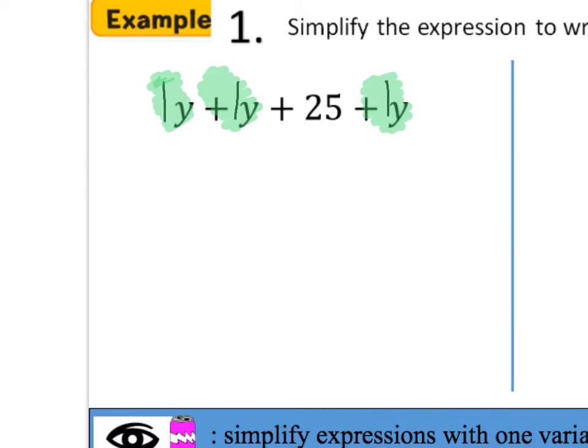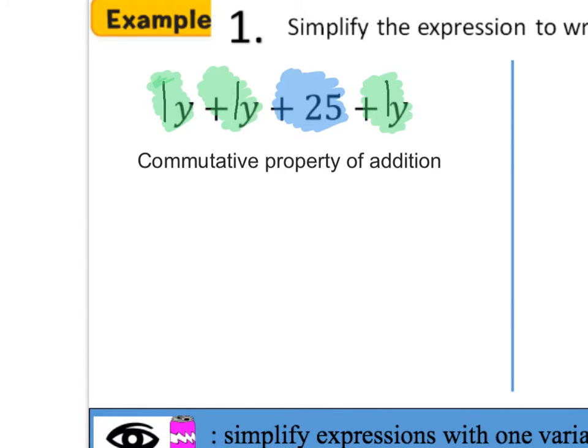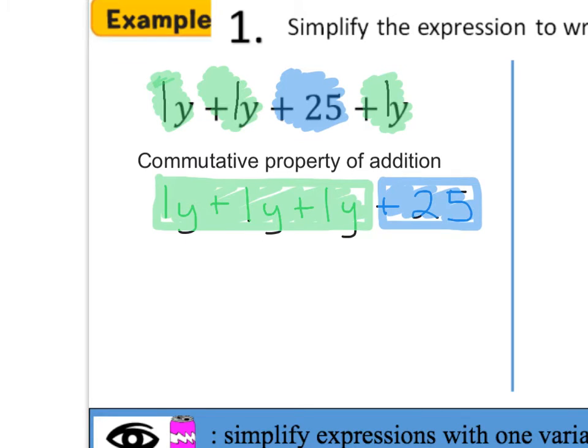Then I colored every term that had a y in it the same color because those are like terms. Then I colored the 25 in a different color because the 25 is a constant. It is a different term from the green terms because there's no variable next to the 25. Using the commutative property of addition, we can rearrange these tiles to look like 1y plus 1y plus 1y plus 25. We can put all the greens together, and all the blues together. Now we can combine all the green tiles.